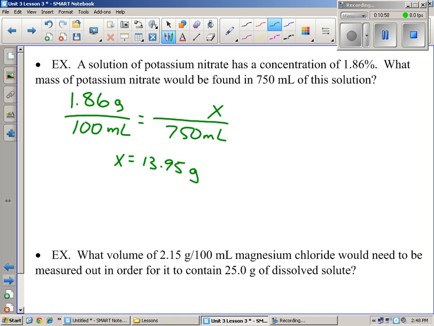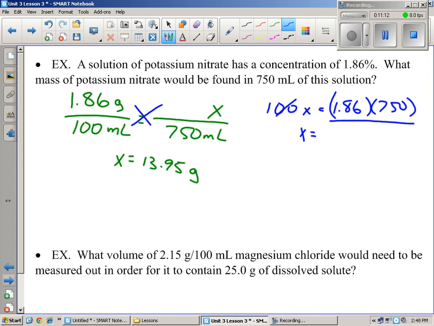Okay? Once again, like I said, it's up to you how you wish to do that. If you want to cross multiply, 100 times x equals 1.86 times 750, and then, of course, divide both sides by 100, and you'll get 13.95. Significant digits: first of all, 3 and 3 in the question, so we should round it to 3 here too. To round this one to 3, we're going to have to go to 14.0 grams.